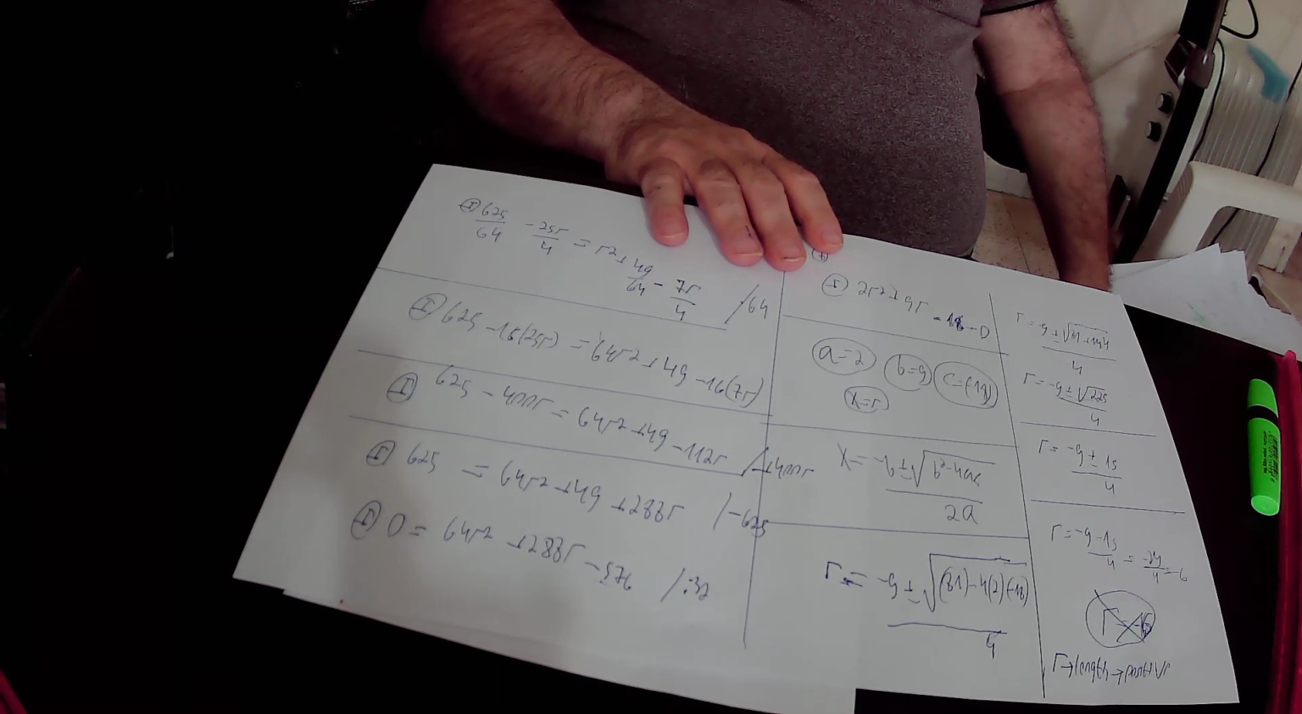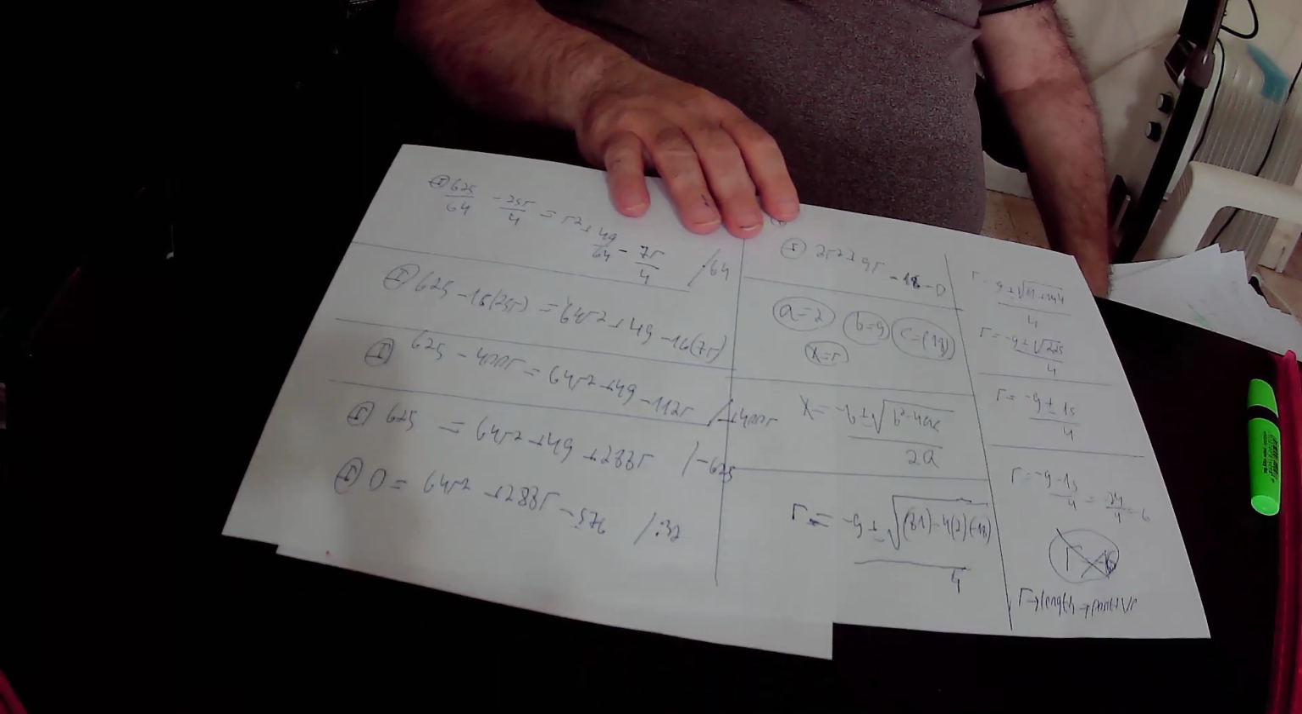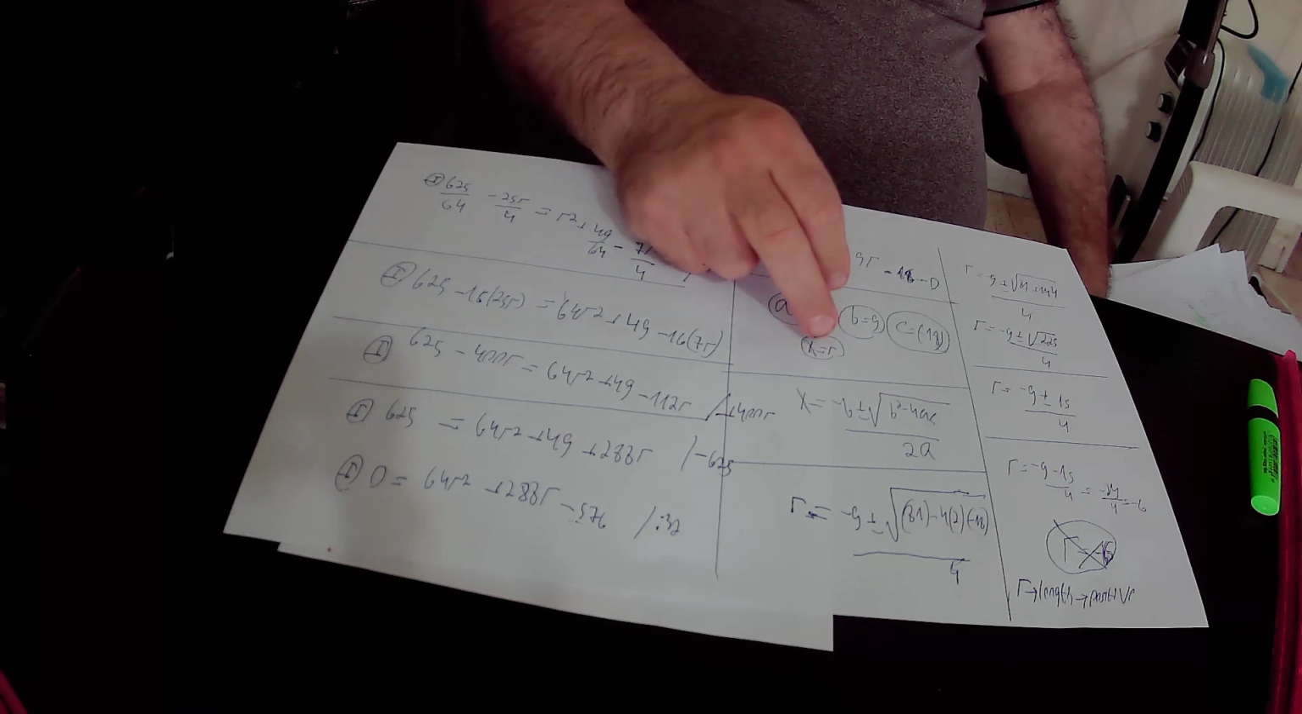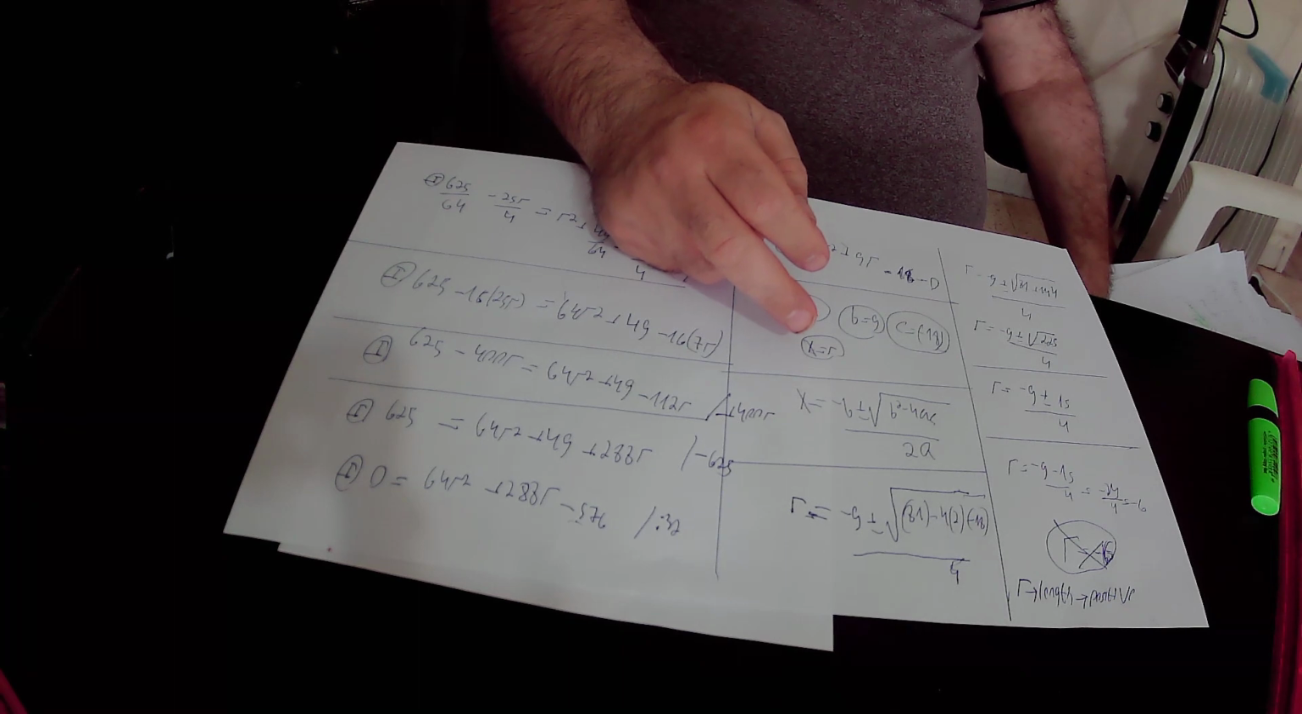And the general formula for solving the quadratic equation is x equals minus b plus minus square root of b squared minus 4ac, over 2a. Here a, b, c are the coefficients of the quadratic equation, and x is the variable that we are looking for. In our specific quadratic equation, the variable that we are looking for is r. So x equals r.